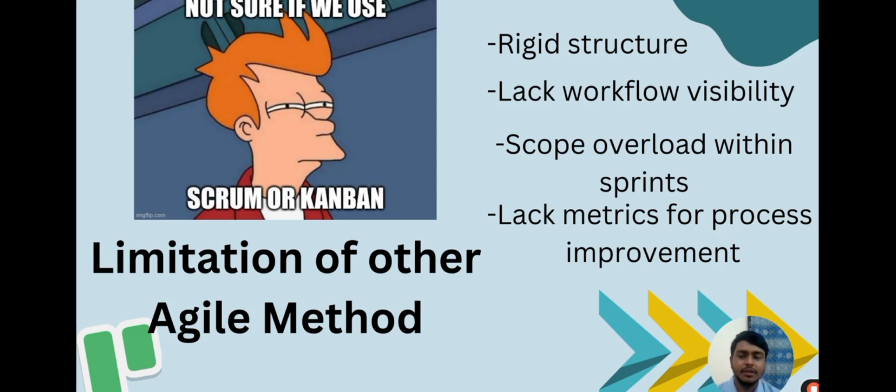There are lots of limitation of agile methodology. Most of them don't give us workflow visibility and their structure is rigid, and there are also scope overload with the sprint and lack metrics of process improvement. That means we can't see how much our progress is happening real time, but Kanban can give us that.